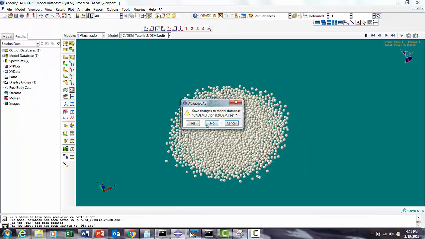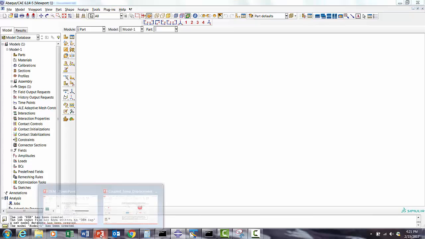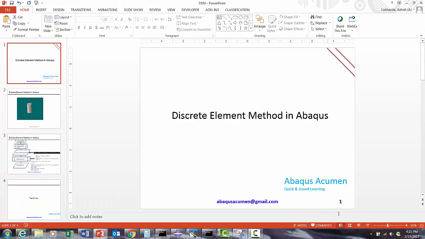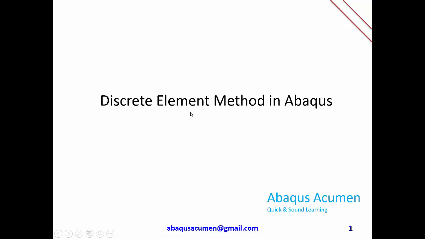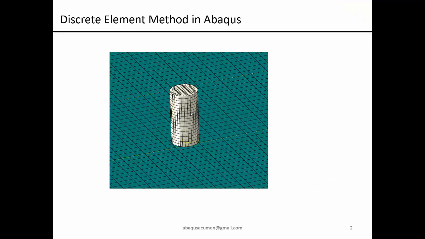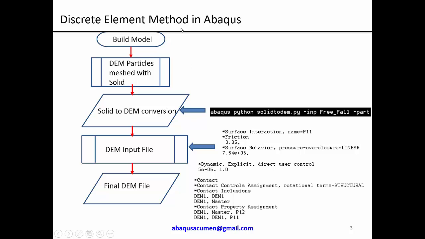Let me start with a new model. Quickly I'll go through the presentation, a discrete element method in Abaqus, a very introductory video. We are going to model a floor and spherical sand particles. It will be a solid mesh to start with. So you have a rigid floor, then you have sand particles. The typical method is you build a model, you mesh the DM particle with a solid mesh, and then we have to convert this solid to DM.